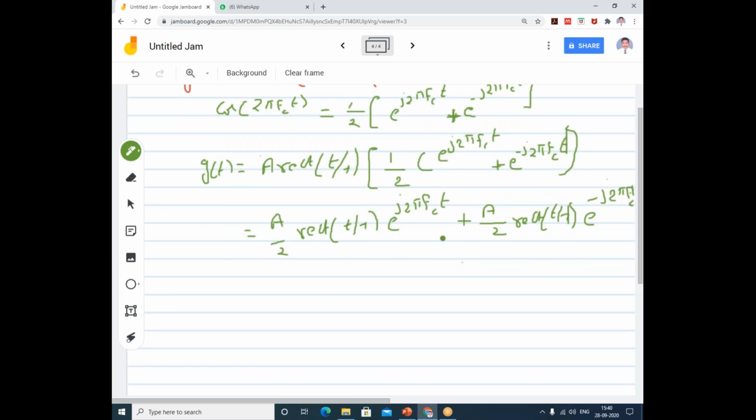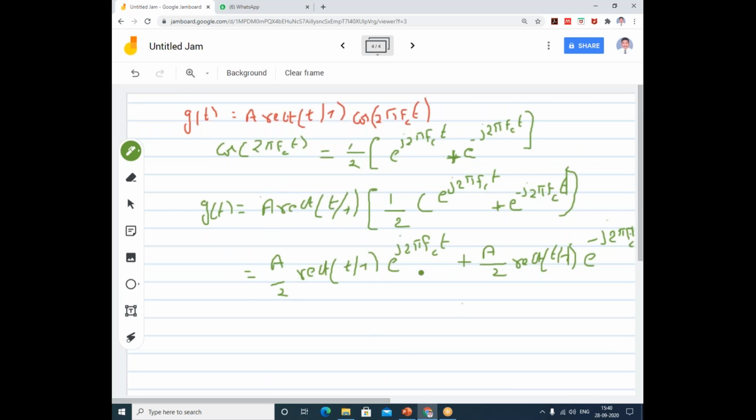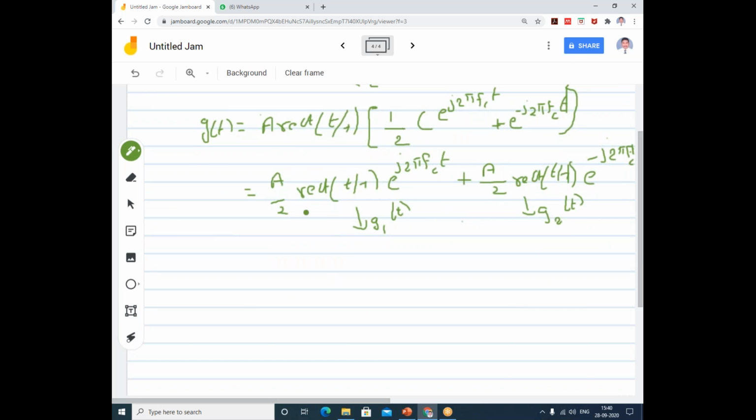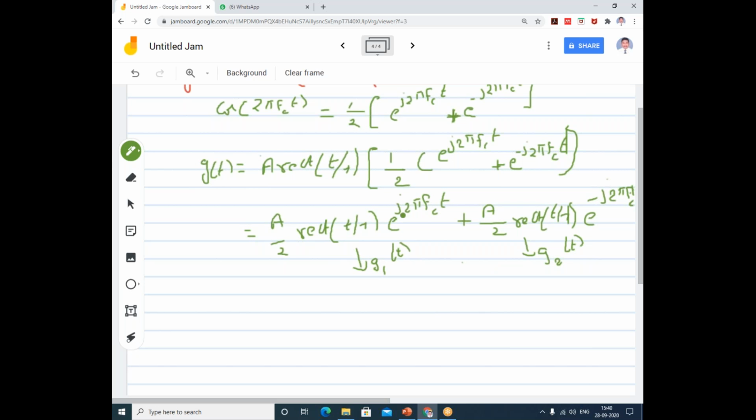Now observe, this looks like the frequency shift, e power j2 pi fct into g of t. So I can write g of t as a combination of two terms. This is my g1 of t and this is my g2 of t. I will find the Fourier transform of g1 of t and g2 of t separately. I need to apply two properties: one is the frequency shifting property, and the other is the linearity property.